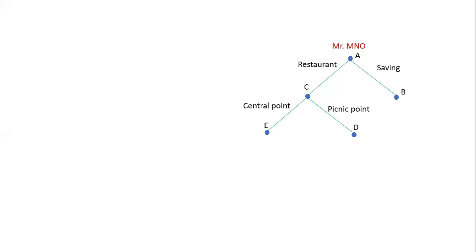Up till now, there is one player in the game. I'm sorry, a game should include at least two players, but we will introduce the second player later. So till now we have only one player. The player has possible moves such as opening a restaurant at Central Point, opening a restaurant at Picnic Point, or opening a saving account and putting his money into that account.